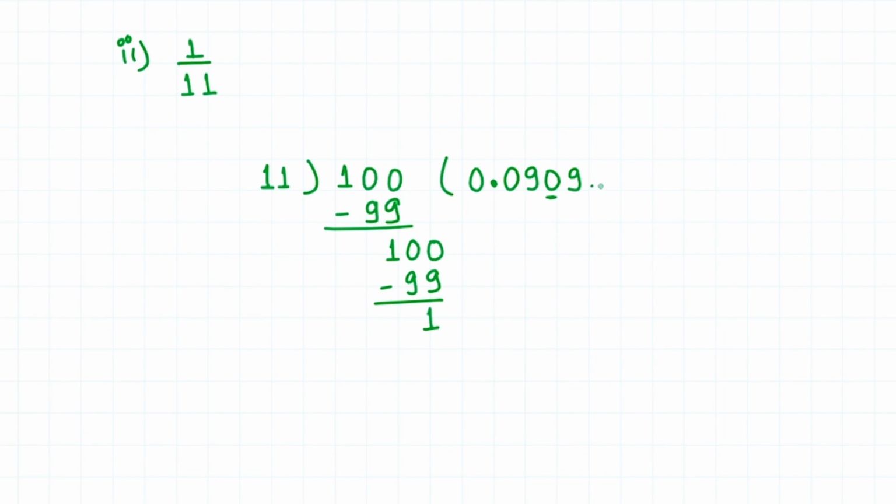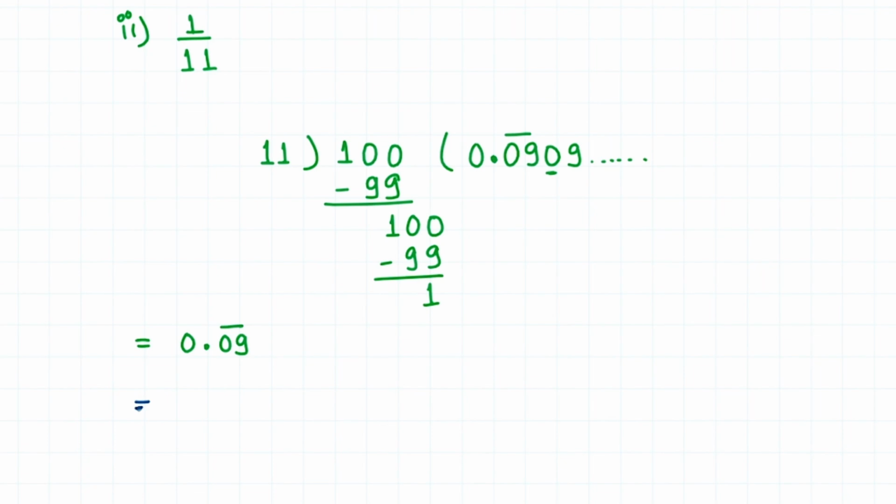So for this kind of case, what we can do is we can put a bar above the repeating numbers, right? So we get our answer 1 divided by 11 as 0.09 bar, which just means that this 09 keeps on repeating again and again, okay? Now, what type of decimal expansion is this? This is a recurring non-terminating decimal expansion, okay?